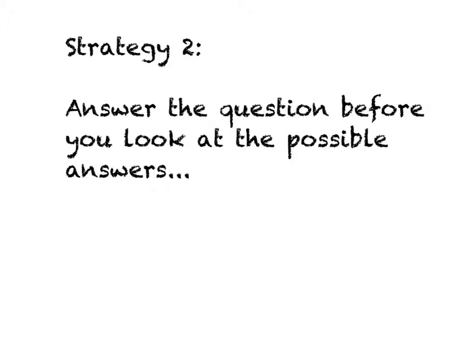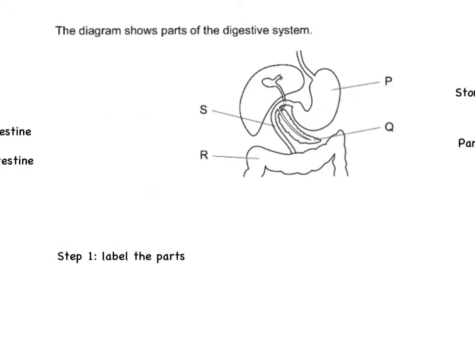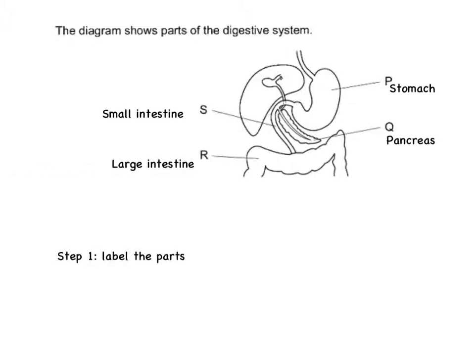Strategy 2. Answer the question before you look at the possible answers. So in this question, it's showing us an area of the digestive system. So the first thing to do is to label the parts. So P is the stomach, Q is the pancreas, S is the small intestine, and R is the large intestine.